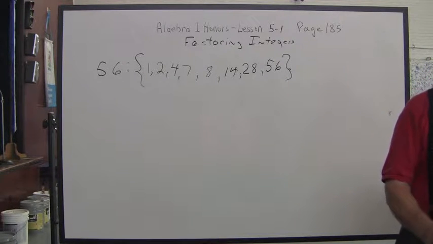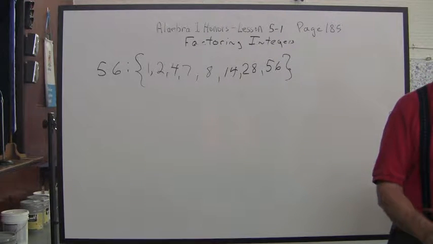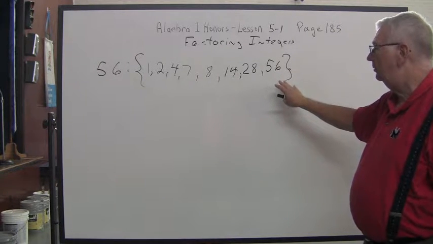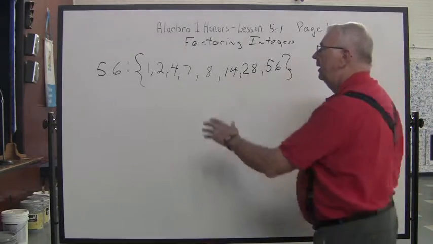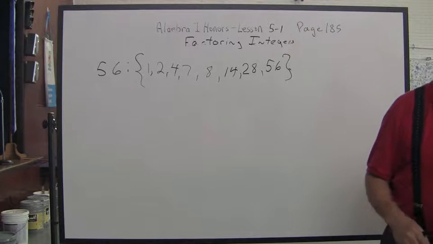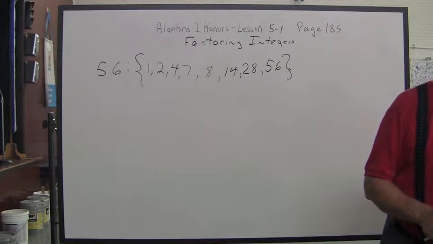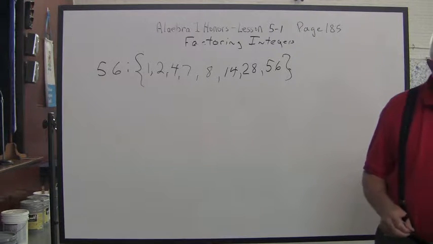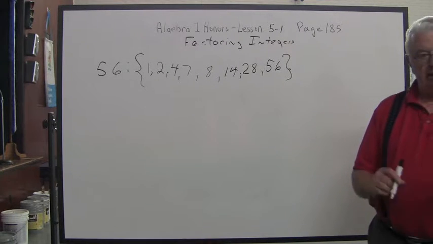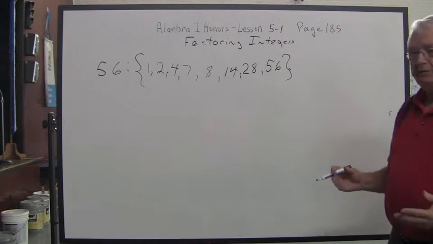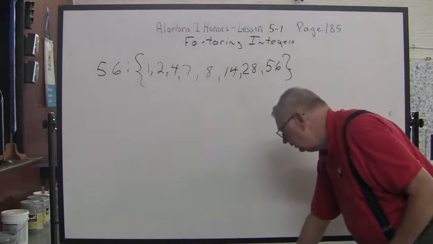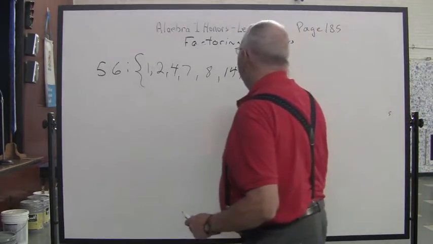Okay, and that's basically what they're looking at in example 1. And I say it's nice to put them into a set, and then the members of the set are all the factors of 56. Now we're going to look at what's called prime factorization. In prime factorization, we're going to take a number and factor it out so that at the end, all the factors are prime numbers.